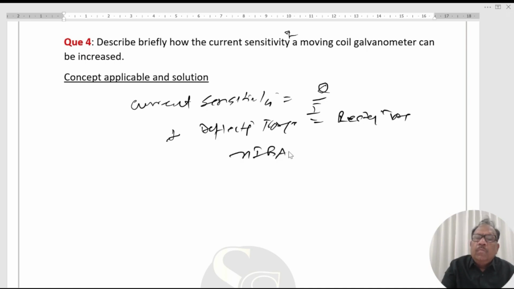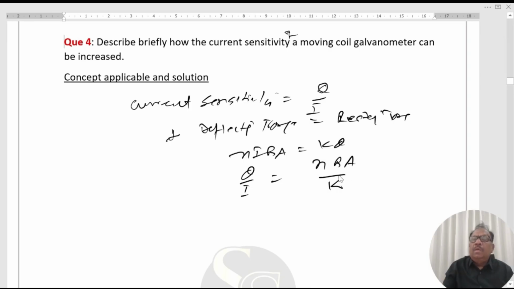NIBA equal to K theta. Using this, theta upon I will be equal to NBA upon K. These are the factors on which current sensitivity depends.